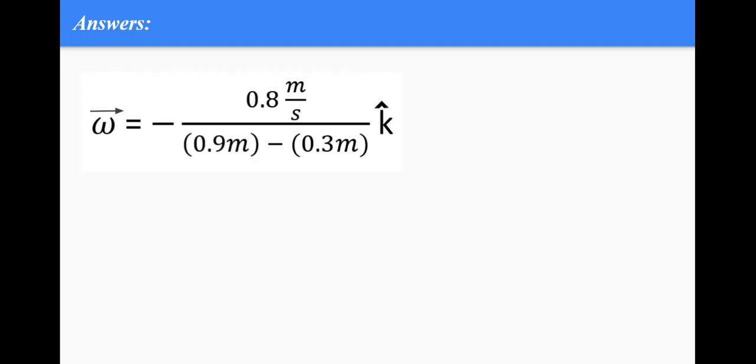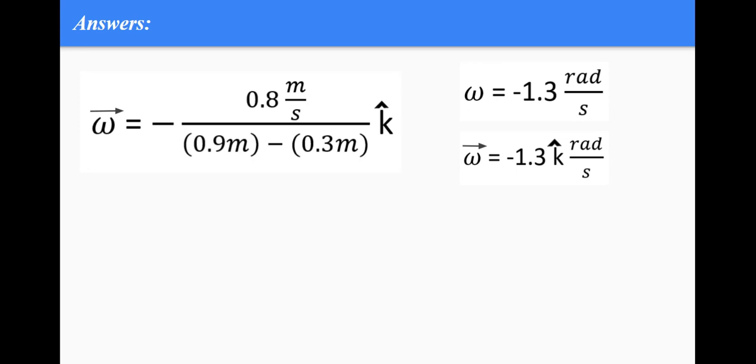After plugging in our known values into the variables for our two equations, we have that the angular velocity is equal to negative 0.8 meters per second divided by 0.9 meters minus 0.3 meters in the k direction, which gives us the magnitude of the angular velocity is equal to 1.3 rads per second, and the angular velocity is equal to negative 1.3 rads per second in the k direction.